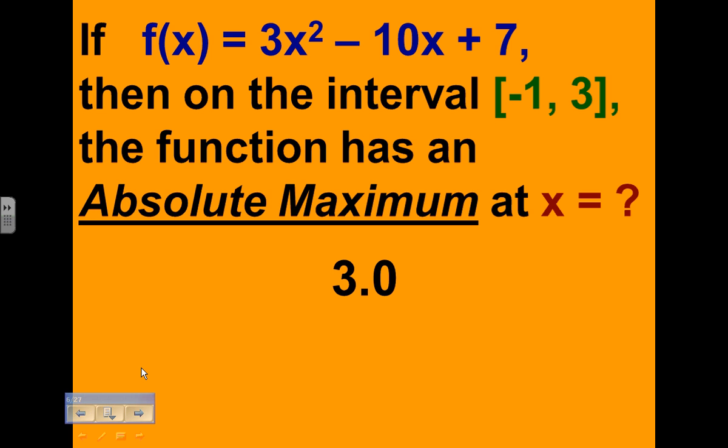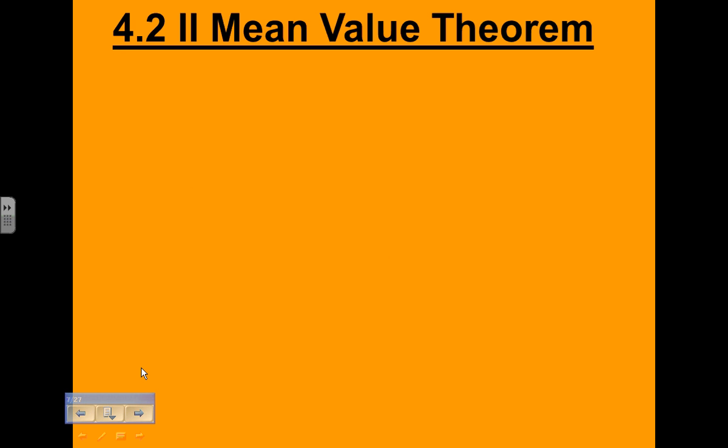All right, moving on. Sometimes kids get in there and change them all the time. Don't worry about it. No, 4.22, the mean value theorem, day 2.